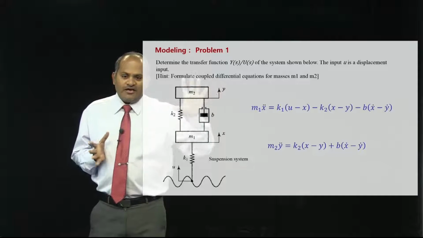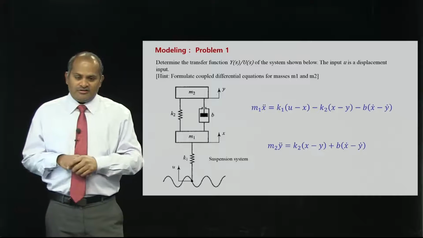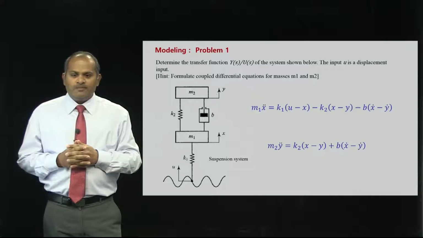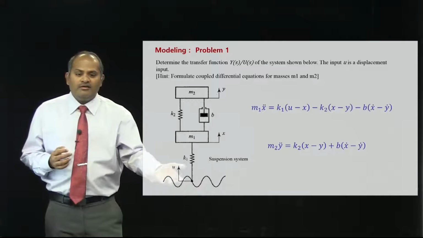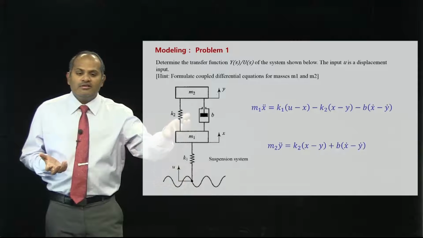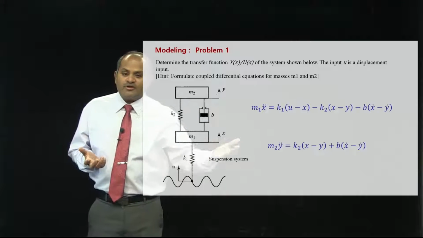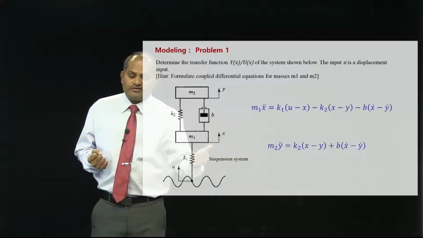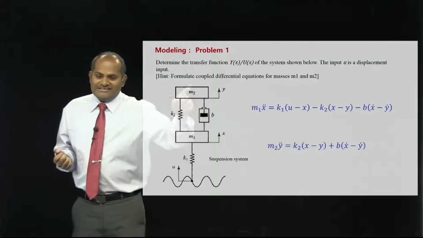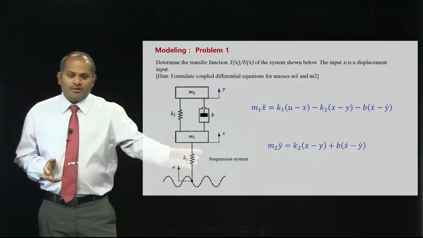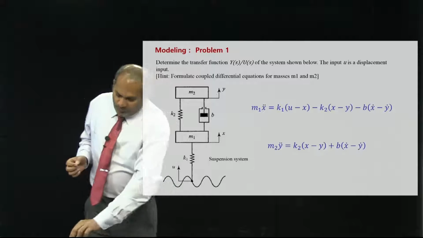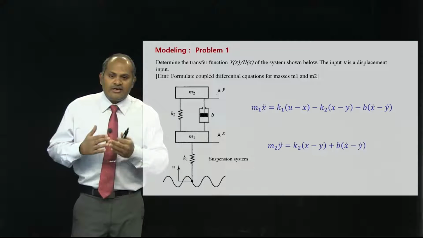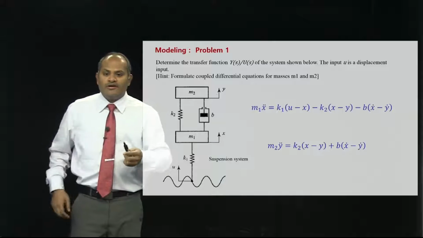It is asked to only find the transfer function. So, the first step will be to formulate the differential equations that describe the modeling, and then you can proceed to apply the Laplace transform and obtain the transfer function. When you have this kind of problem with two stages, M1 and M2, it is good to understand the system and draw the free body diagram.